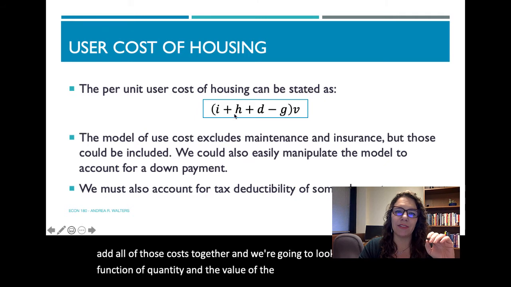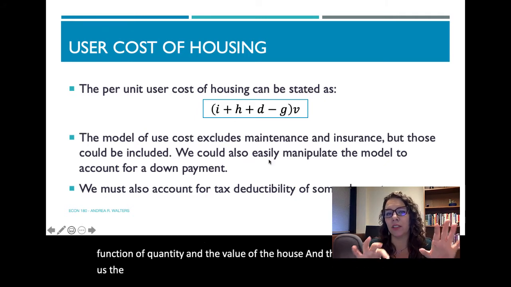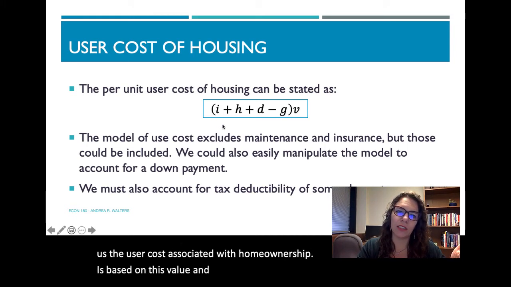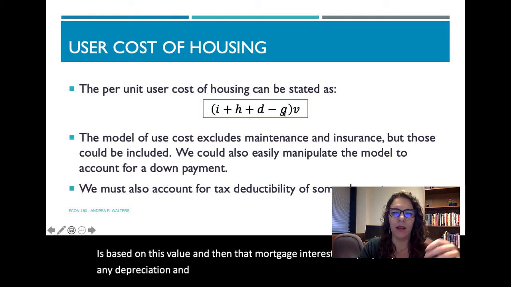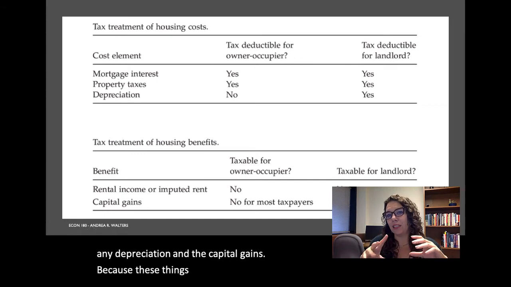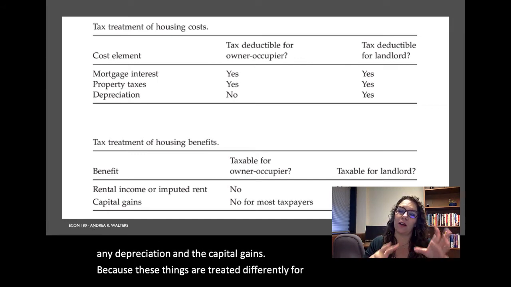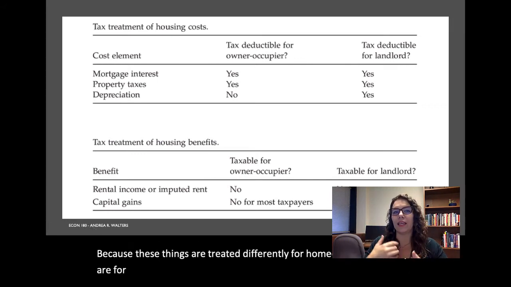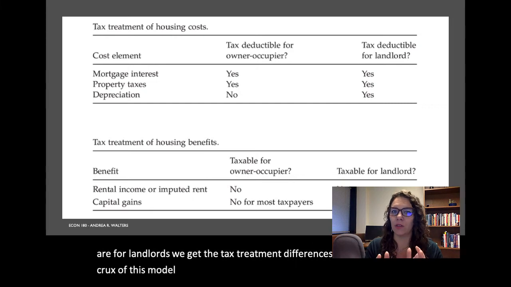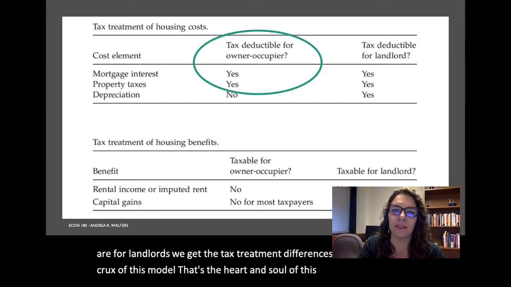and that basically gives us the user cost associated with homeownership is based on this value, and then that mortgage interest, that property tax, any depreciation, and the capital gains. Because these things are treated differently for homeowners than they are for landlords, we get the tax treatment differences. And that's the crux of this model. That's the heart and soul of this model, is these differences.